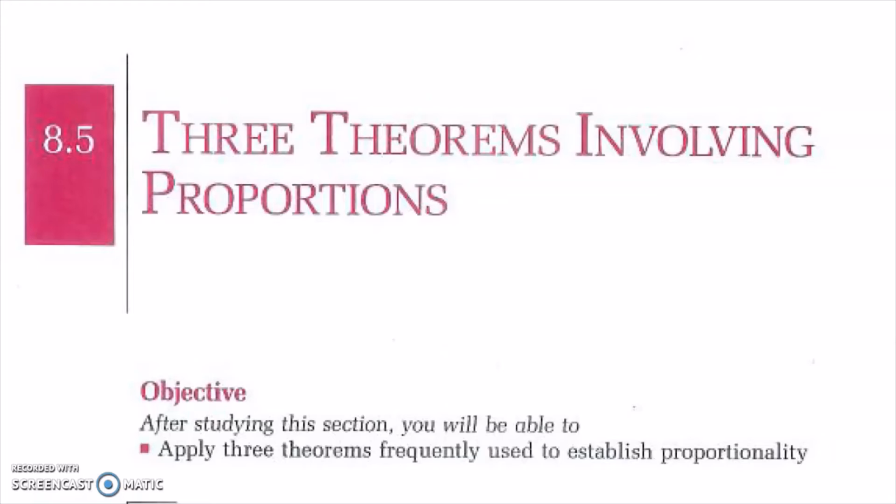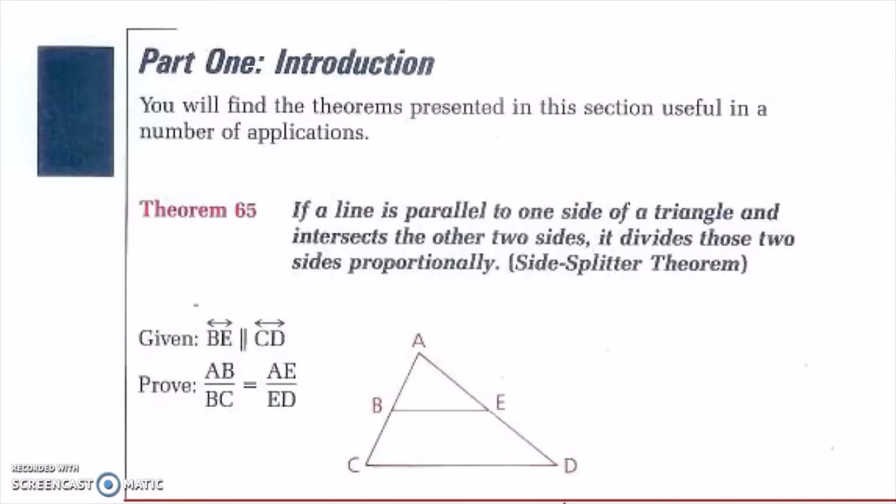Hi, in 8.5 we examine three theorems that involve proportions. The first of the three is known as the side-splitter theorem. It reads, if a line is parallel to one side of a triangle and intersects the other two sides, then it divides the sides proportionally.